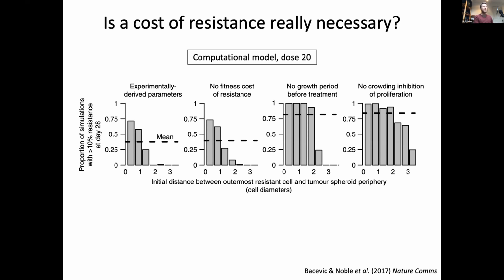And finally, if I removed this crowding inhibition completely, then the results suddenly become terrible. So what this conveys is that perhaps the most important thing going on here is this competition between cells that arises from the spatial structure, and not so much the fitness cost of resistance.